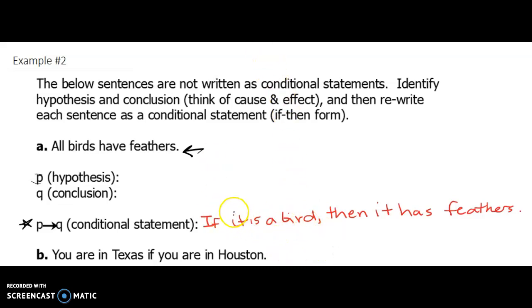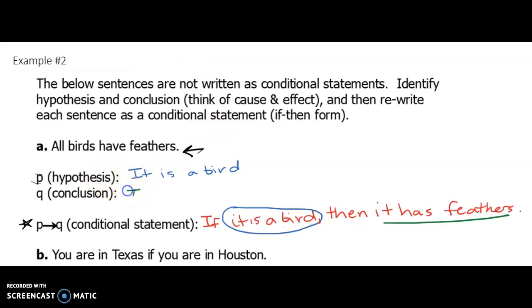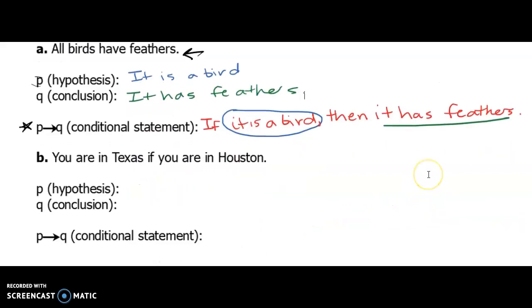Now, let's circle the hypothesis and underline the conclusion. Notice my if and then isn't circled or underlined. So the hypothesis would be it is a bird. And my conclusion would be it has feathers. Now, I want you to do the second one on your own, or try to do it on your own, and then we will come back and go over it together.